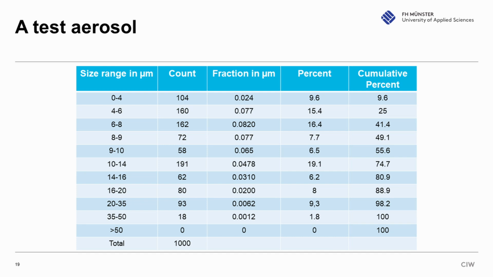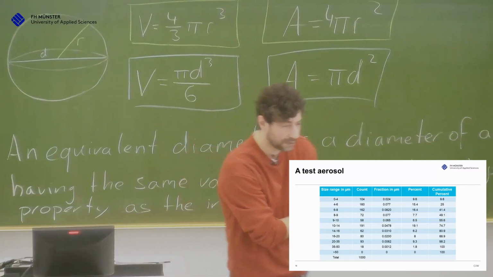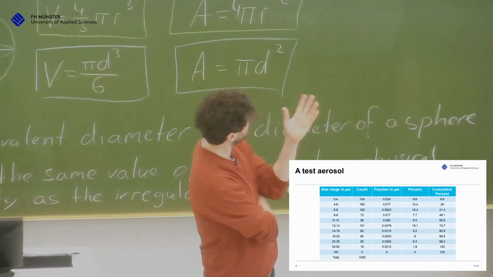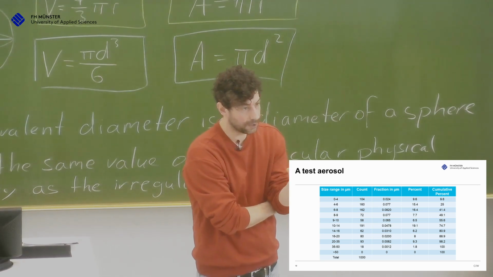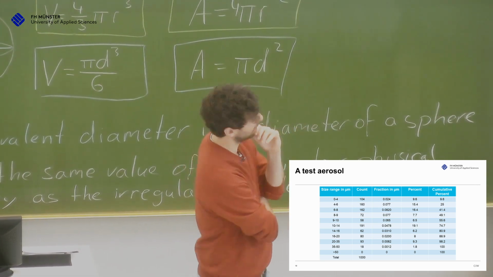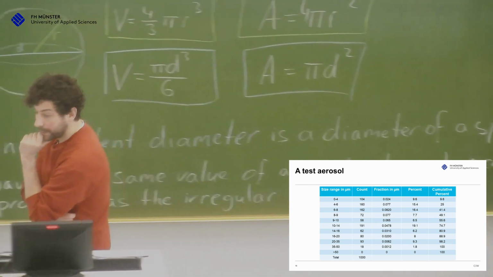So it's a test aerosol. I think this one was, if I remember right, a mobility diameter, or aerodynamic, I have to look it up. Aerodynamic or mobility diameter was measured. And so you have your measuring device. Let's say it's mobility diameter, so electric field measurement, and then you get these numbers.